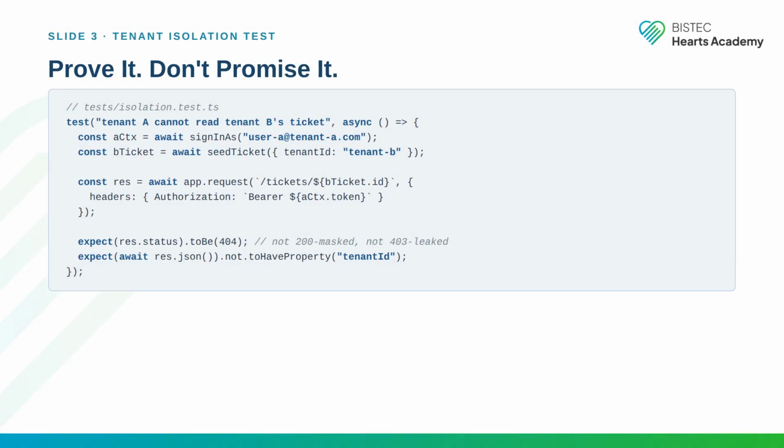On screen, the tenant isolation test. Sign in as a user on tenant A, see the ticket on tenant B. Call the ticket endpoint with A's token. Expect 404, not 200 with masked fields, not 403 which leaks existence. And assert the response body never contains the tenant id field. This test prevents the classic cross-tenant leak bug.